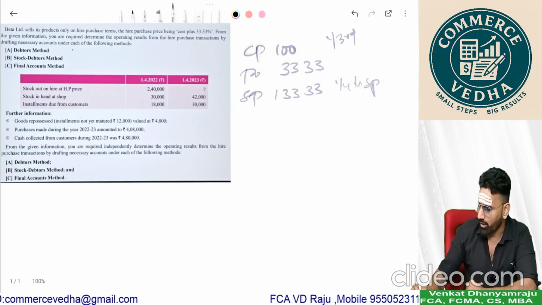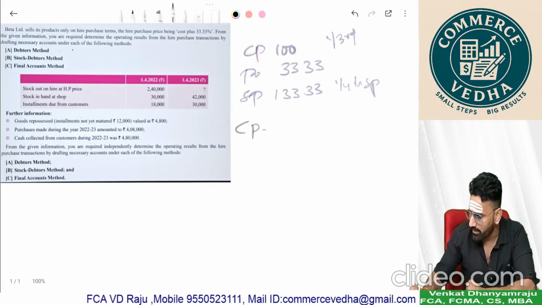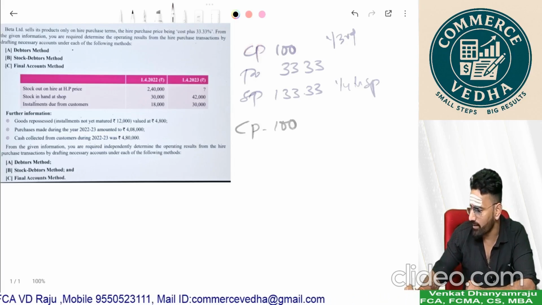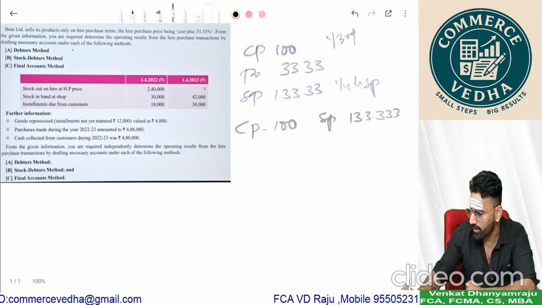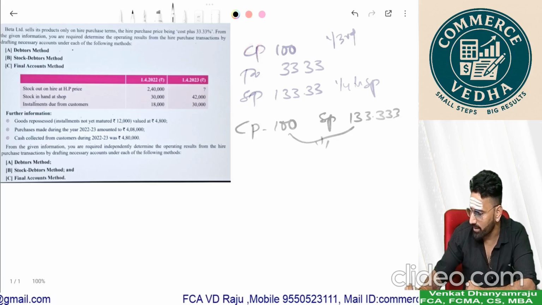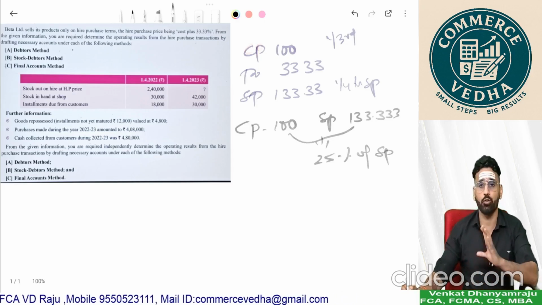So it means the cash price is 100 and the selling price is 133.333, and the profit is basically 25% of the selling price. The first point to remember.